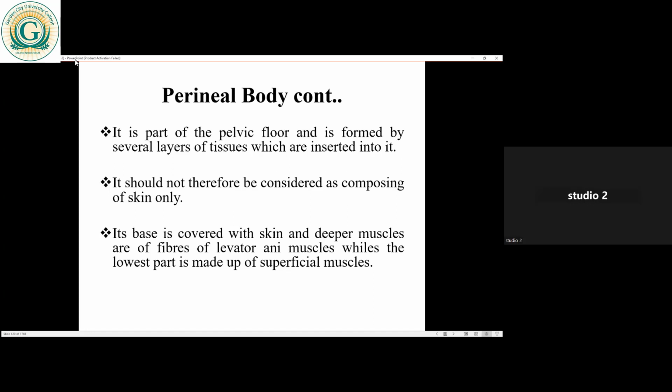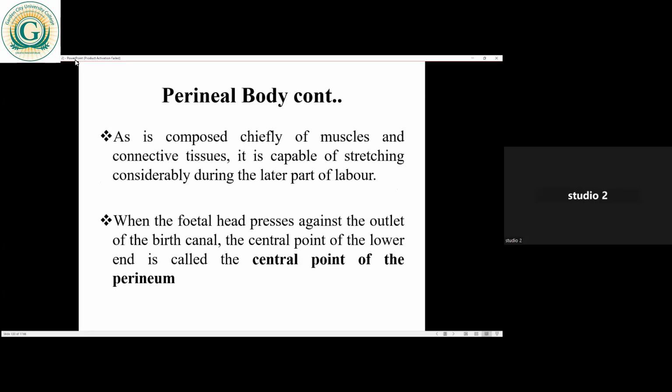It should therefore be considered as composite, not composed of only skin. The base is covered with skin, and the deeper muscles are fibers of the levator ani muscles, while the lowest part is made up of superficial muscles. So it's composed chiefly of muscles and connective tissue. It is capable of stretching.